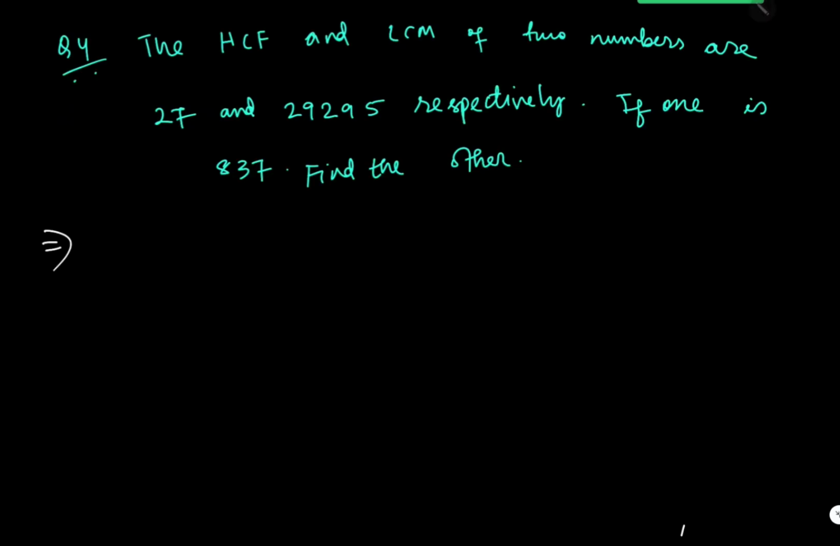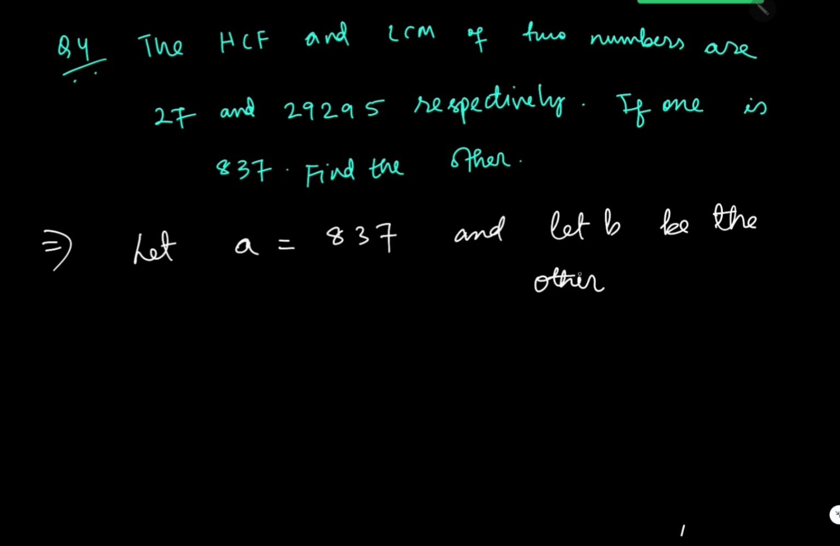Question number 4 says the HCF and LCM of two numbers are 27 and 29295 respectively. If one is 837, find the other number. Okay, let A be 837 and let B be the other number.